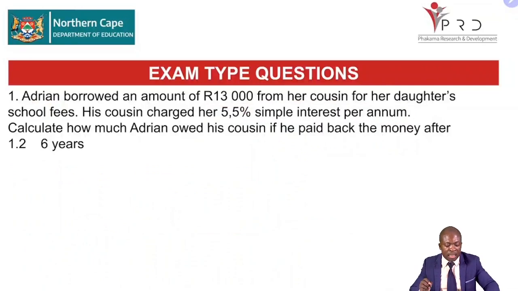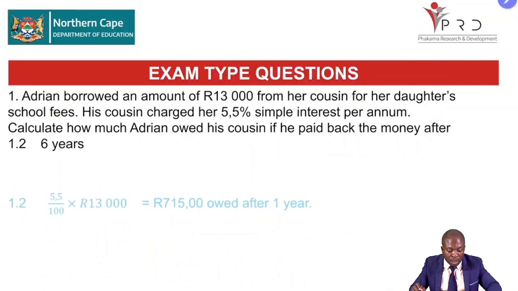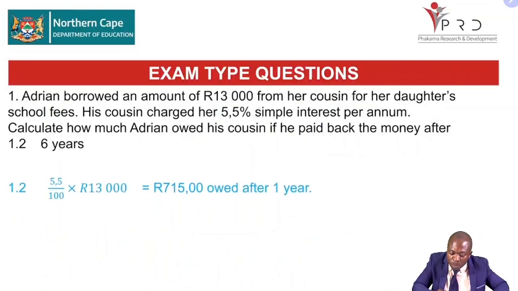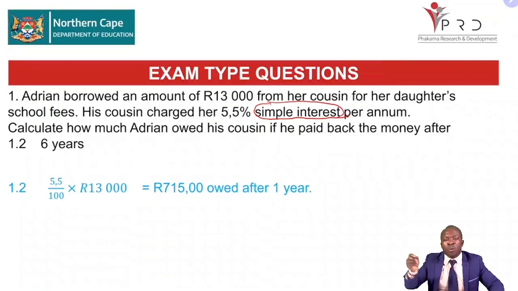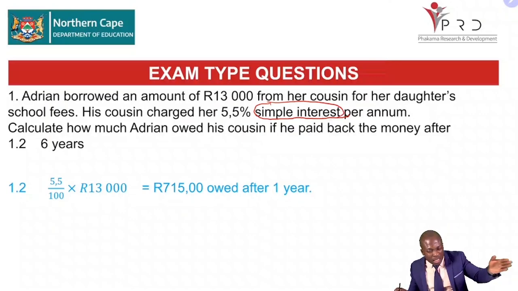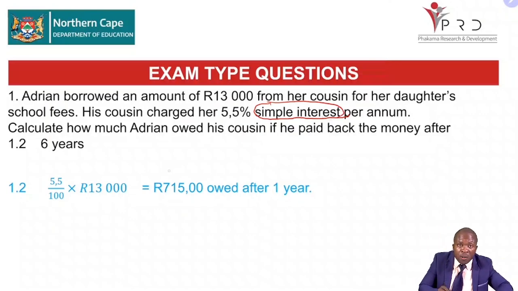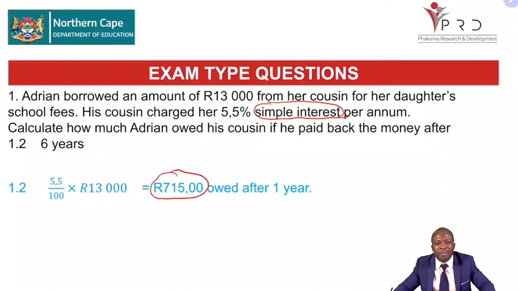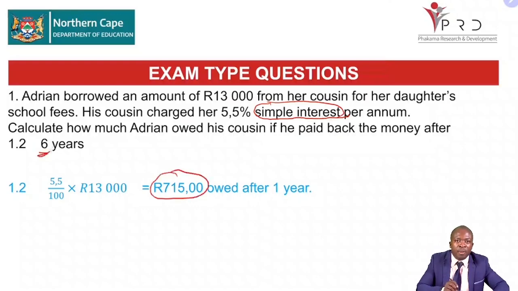So now let's look at exam type questions. Here we have the same value, but this time is for 6 years. So let's check. For 6 years, how should we do it? Just like the same approach. Remember, the key point is that we are still working with simple interest. So what I'm saying to you is that with simple interest, you calculate it 1 year, and from there you multiply it by the number of years. So remember, in our previous calculation, our interest that Adrian is owing is 715 rand. So what should we do with the 715? Good. We are going to multiply it by 6.